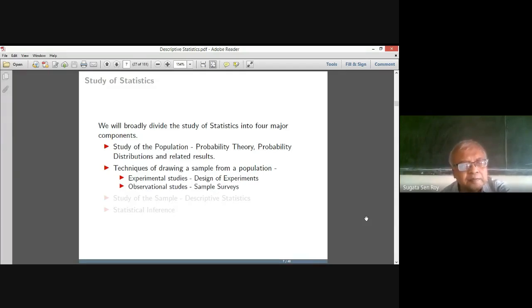One is experimental studies, which use what is referred to as design of experiments, and the other is observational studies, which require sample surveys. What is design of experiments? I'll not be dealing with these topics here, so I'll just give you a brief idea of what these are.